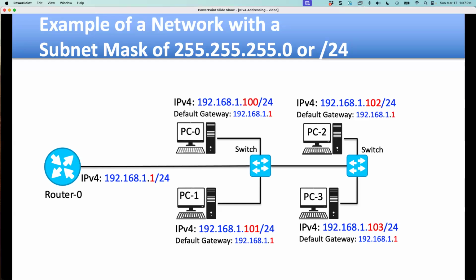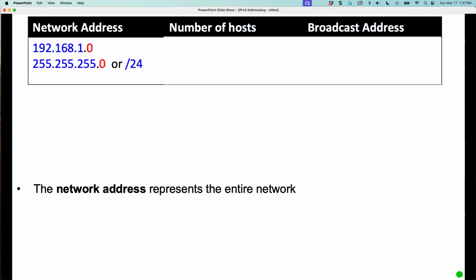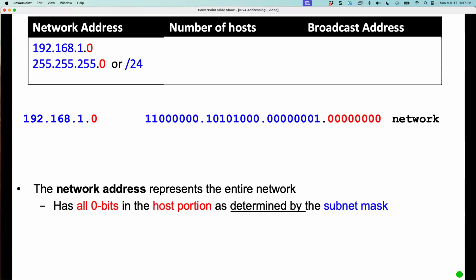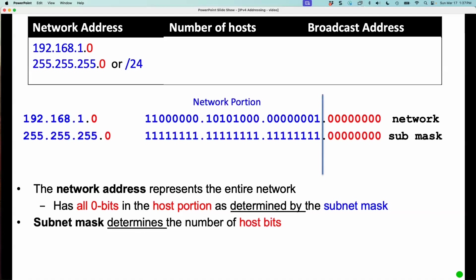All right, let's take a look at an example of a network with a /24 prefix length or subnet mask 255.255.255.0. That's actually what we've been looking at so far. Here's our network address, 192.168.1.0. We need to know the mask, because that's going to separate the network portion from the host portion. This address has all 0 bits in the host portion. Here's our mask, showing it in binary. All zeros in the host portion is our network address.